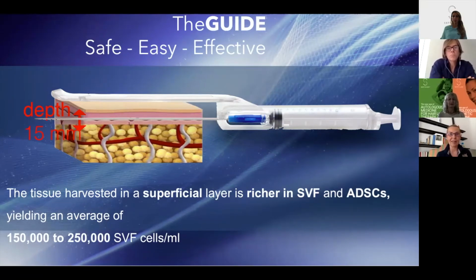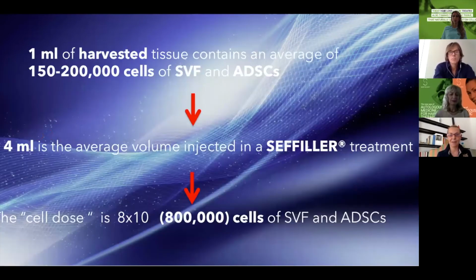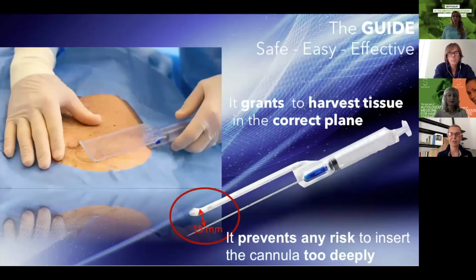As this is the new guide, it is very safe, very easy, and you can use it just for money, because you learn just one time, and then you continue to use it. Very easy to do. You can see in 4 milliliters the average volume injected in a SEFFILLER. You have a minimal cell dose of 800,000 cells of stromal vascular fraction. This is the new guide from Alessandro.